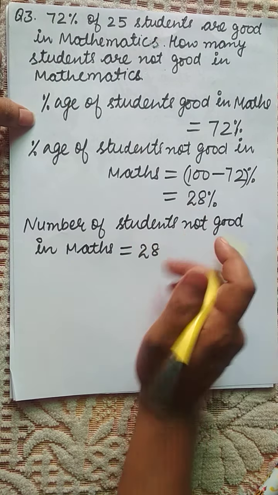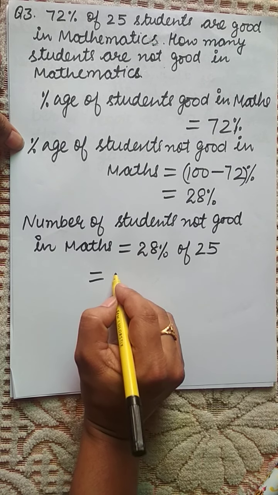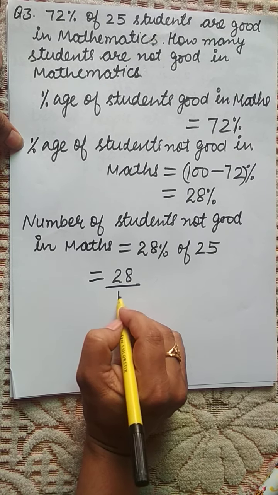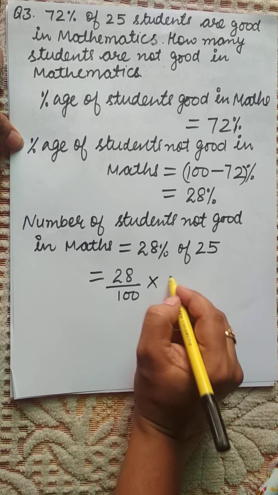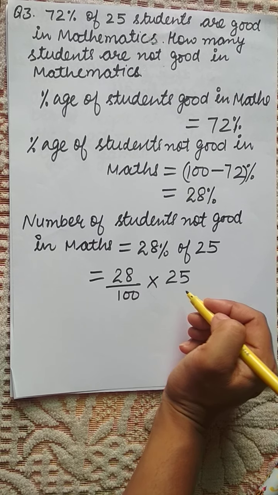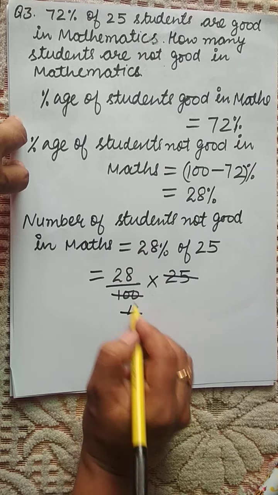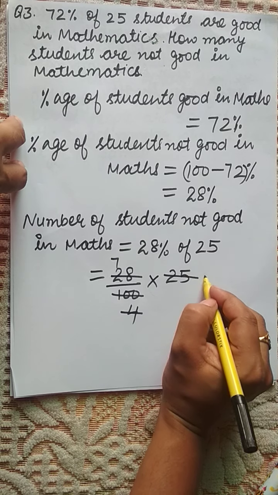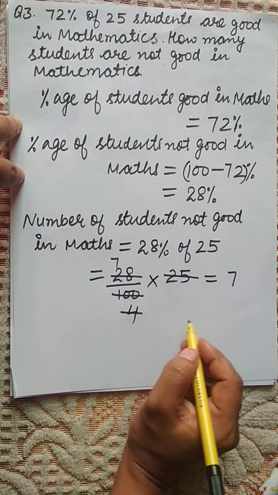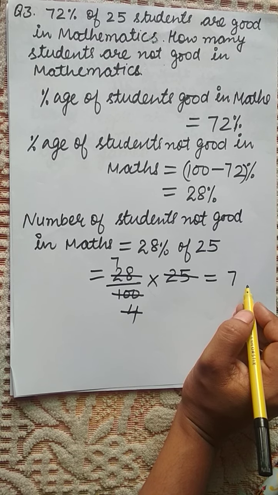Students, this concept you have done in your previous class. Whenever we want to find out the percentage of a given number, I'll divide 28 by 100. Of means multiply 25. Now you can do the simplifications. 25 fours the 100, 4 sevens the 28, which is equal to 7. It means 7 students are there who are not good in maths, which is the required answer.